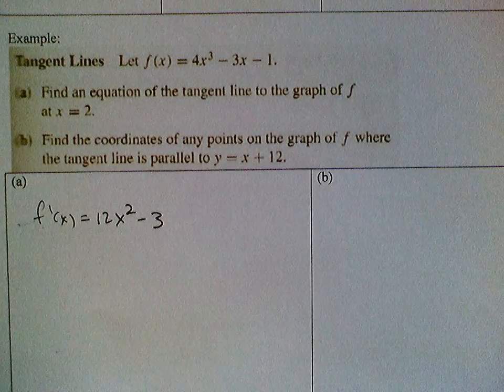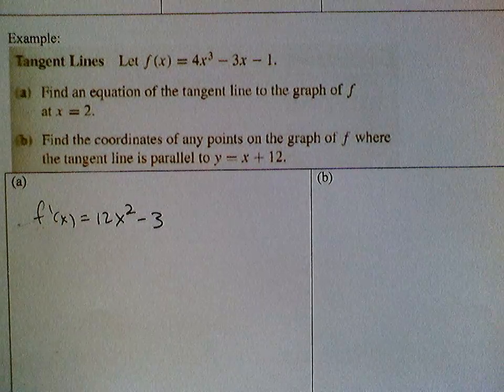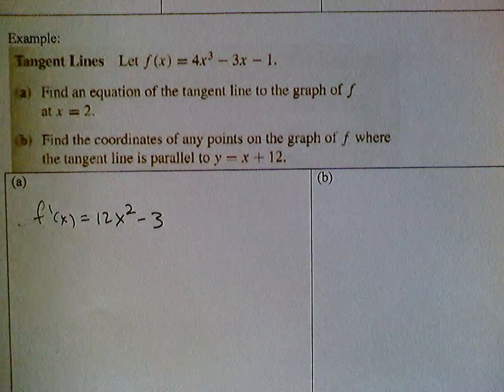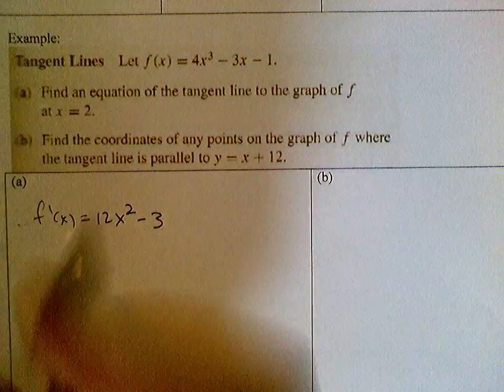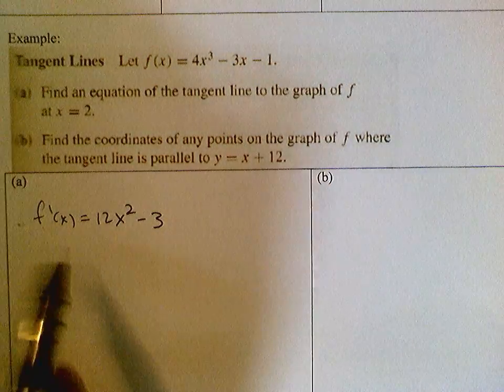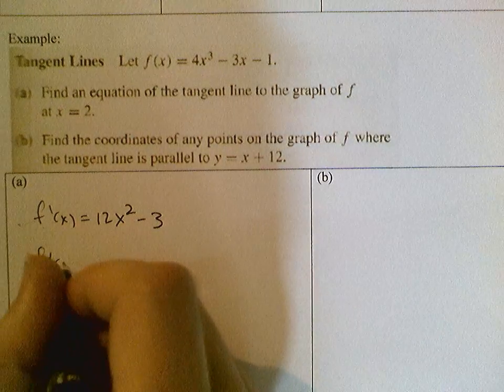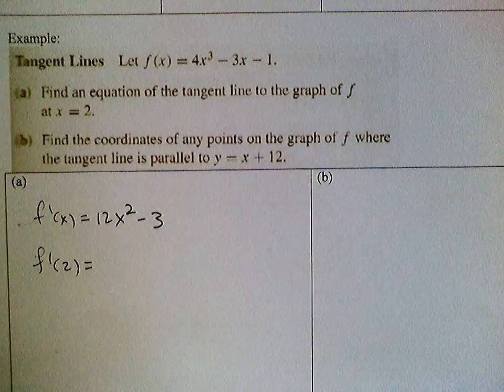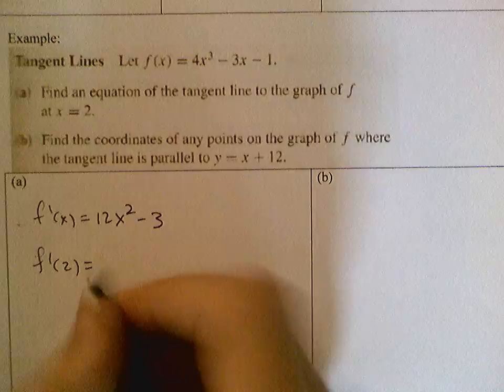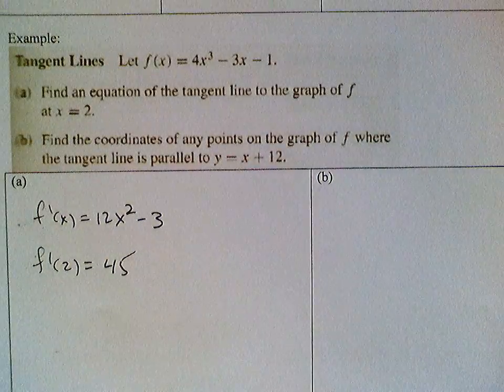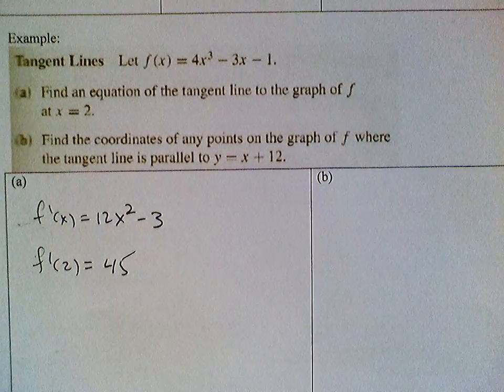Okay? And they're asking for the equation of the tangent line to the graph of f at the x value 2. So if I want the slope of the tangent line at the x value 2, I just plug 2 into the derivative, and I end up with 45. Okay, so that's going in for m.